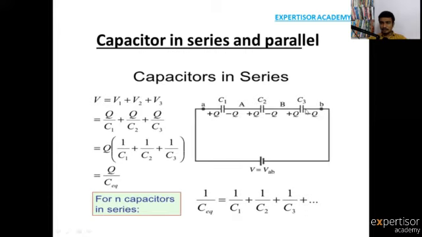Negative charge terminal of the third capacitor is joined with negative terminal of the battery. Positive charge of the first capacitor plate, that is joined with positive terminal of the battery. So here the negative charges enter from negative terminal of the battery to negative charge plate of the third capacitor. This negative charge pushes the negative charge to the positive terminal of the third capacitor.